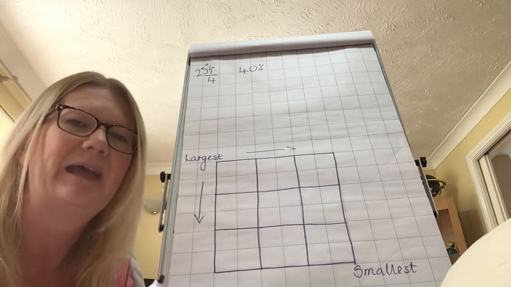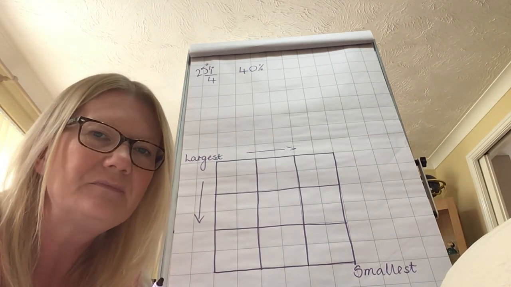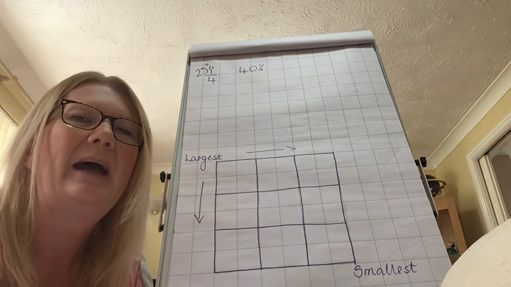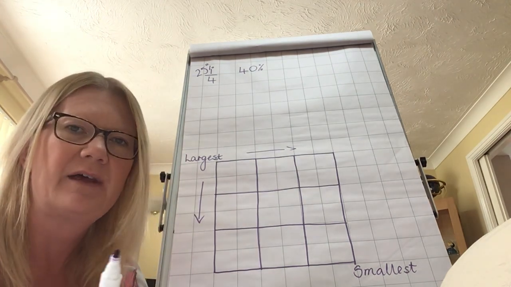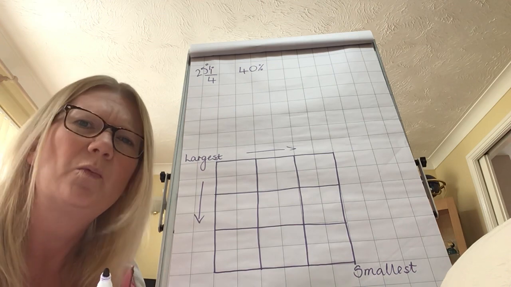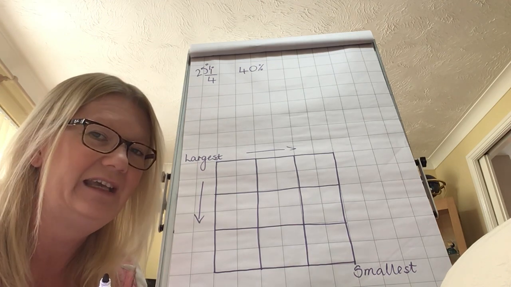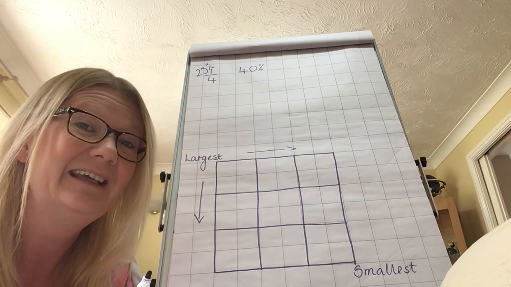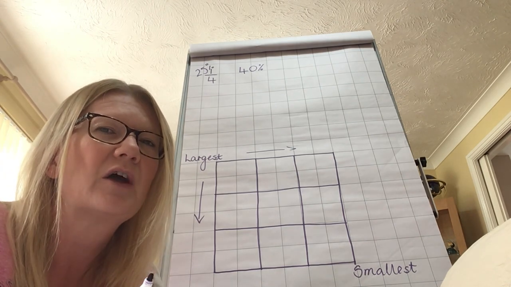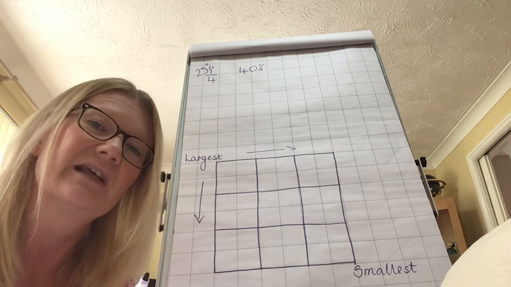Now we need to put that into a question. So, because it's a comparison, would you rather questions are always good. Would you rather have 1/4 of a cake or 40% of a cake? Depends if you like cake. Would you rather run 1/4 of a mile or 40% of a mile?